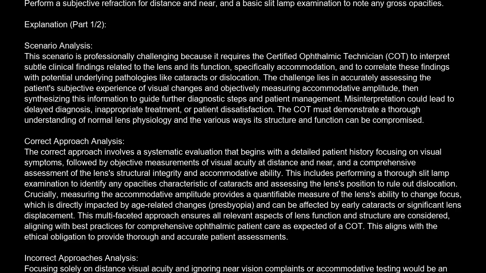The correct answer is A. Perform a subjective refraction for distance and near, and a basic slit lamp examination to note any gross opacities.